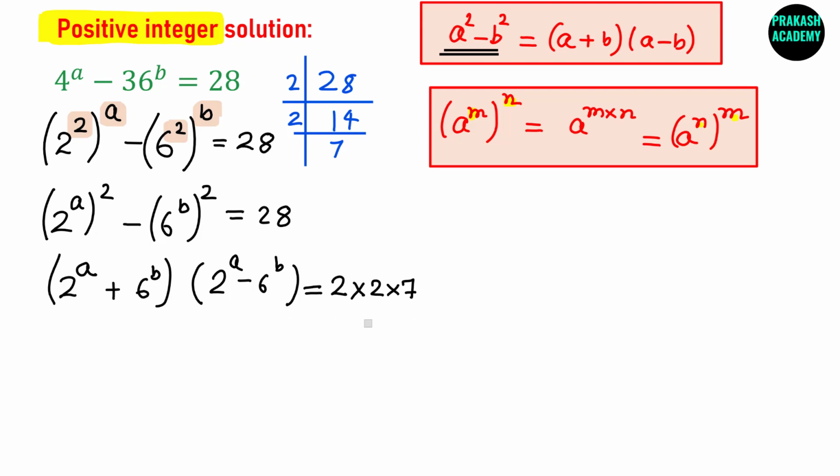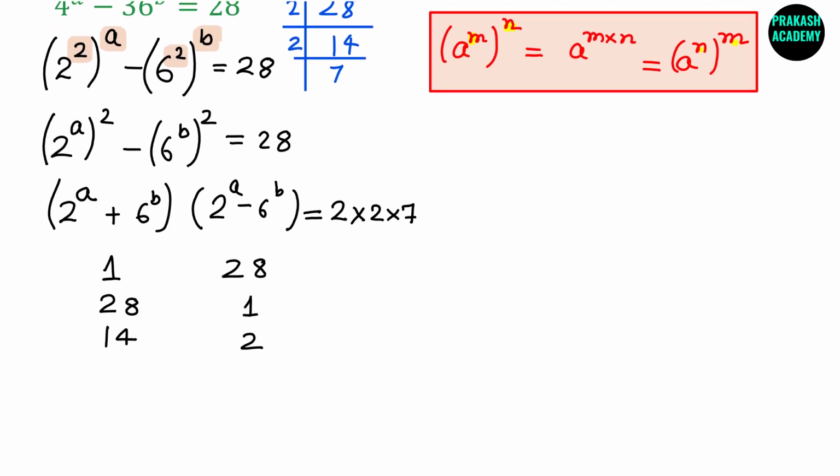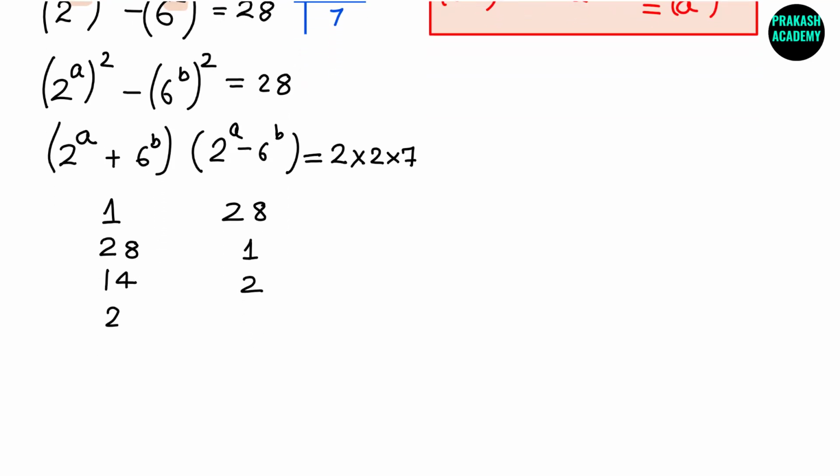So the possibilities are: first number is 1 and the second number is 28, then the product will be 28. Second possibility is the first number is 28 and the second is 1. Next possibility is 14 and 2, and 2 and 14. Or you can have 4 into 7 or 7 into 4. So these are the possibilities you have. How many possibilities? 1, 2, 3, 4, 5, 6. So 6 possibilities we have.